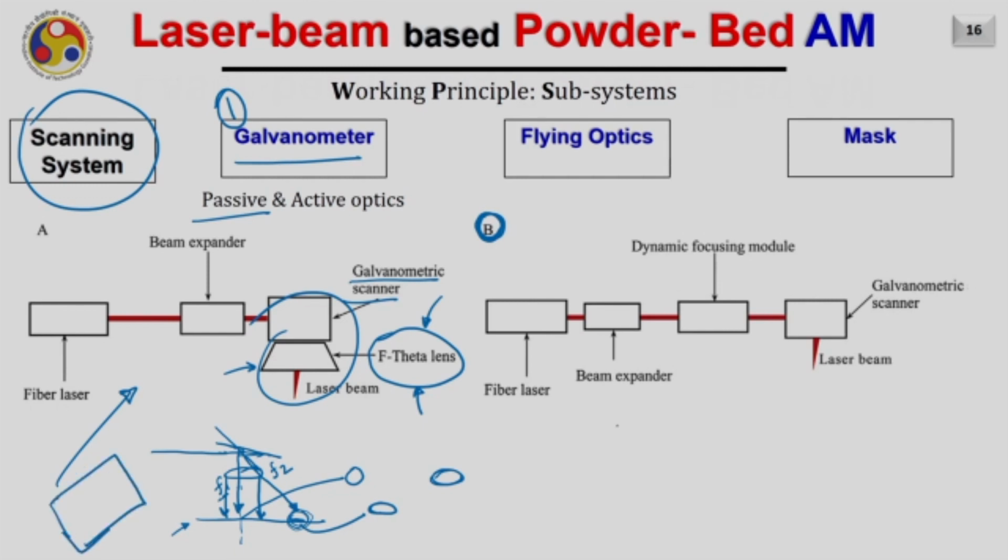Another alternative came into the picture, which is nothing but an active system. This alternative 3-axis scanning system with active optics is gaining acceptance in laser beam based powder bed additive manufacturing. In a 3-axis scanning system, a dynamic focusing module is located just before the laser beam enters the galvanometric system.